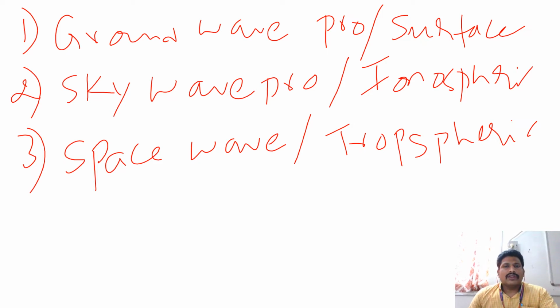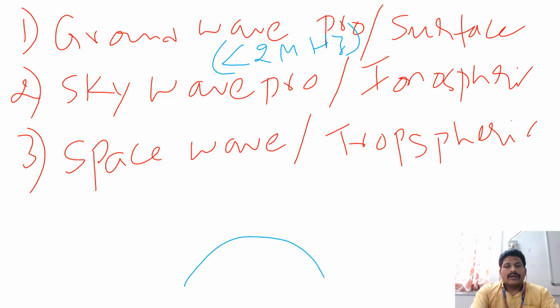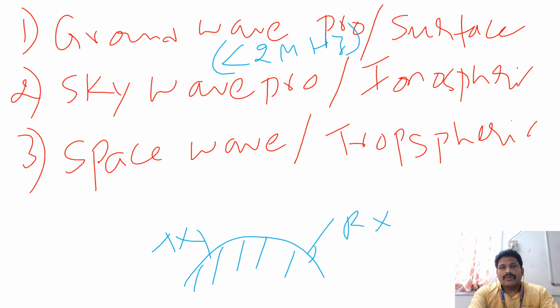By using ground wave propagation, I can transmit signals whose frequency is less than 2 megahertz. All the applications whose frequency is less than 2 megahertz can propagate from my antenna. This is my earth surface. I can transmit from the transmitting antenna to the receiving antenna through ground wave propagation.